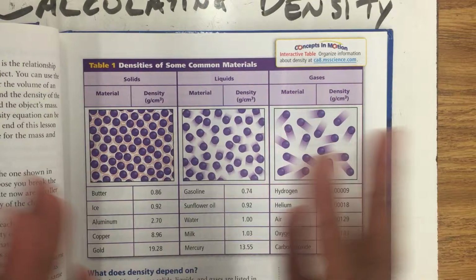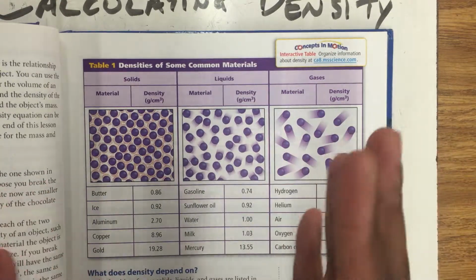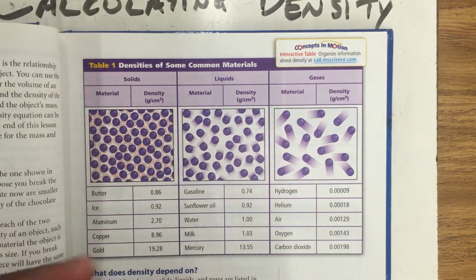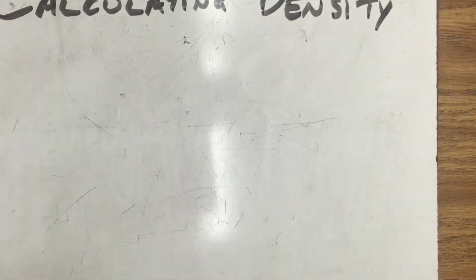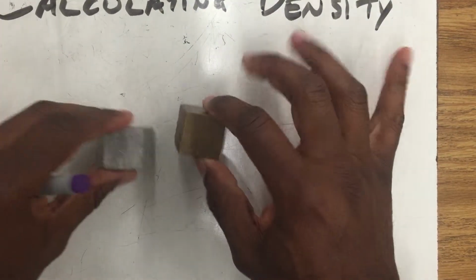So you can think of density that way as well. How closely packed are the particles that make up a substance? Now, I have a few things here. I have two blocks here. They are the same size.